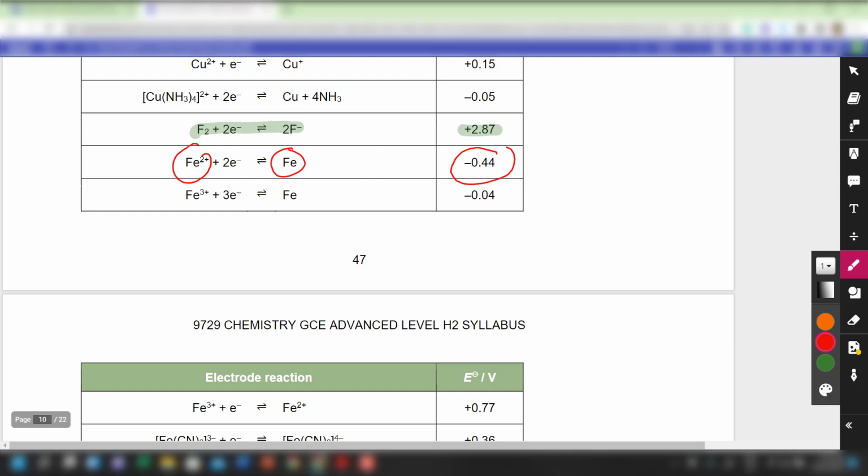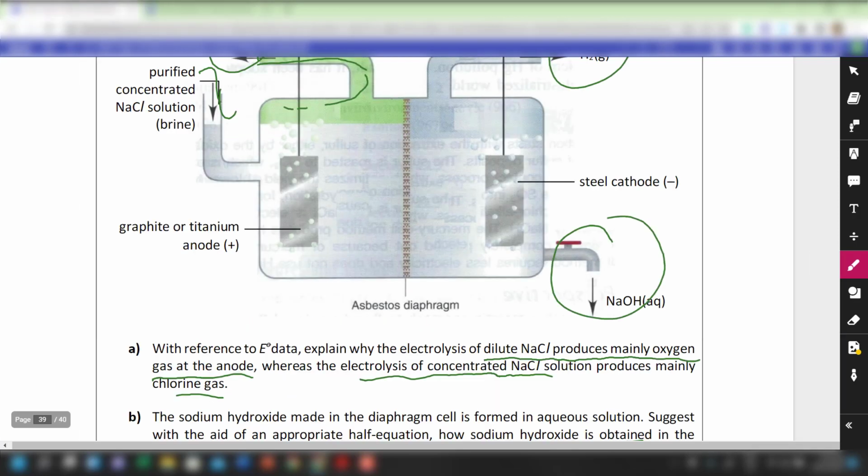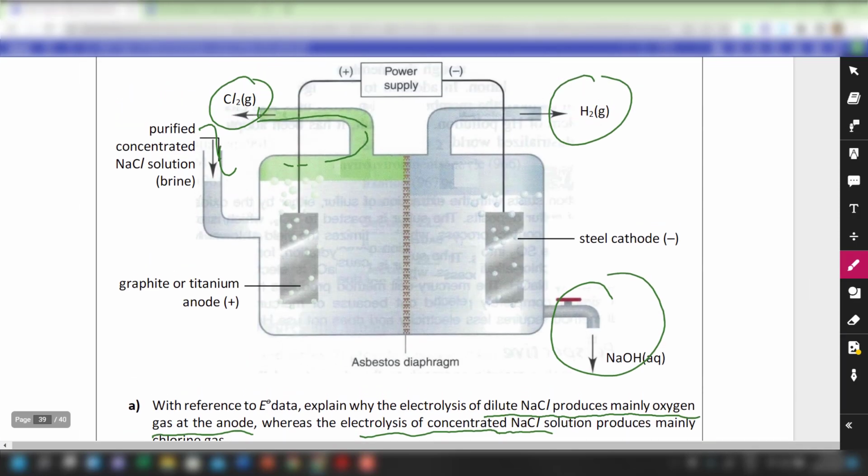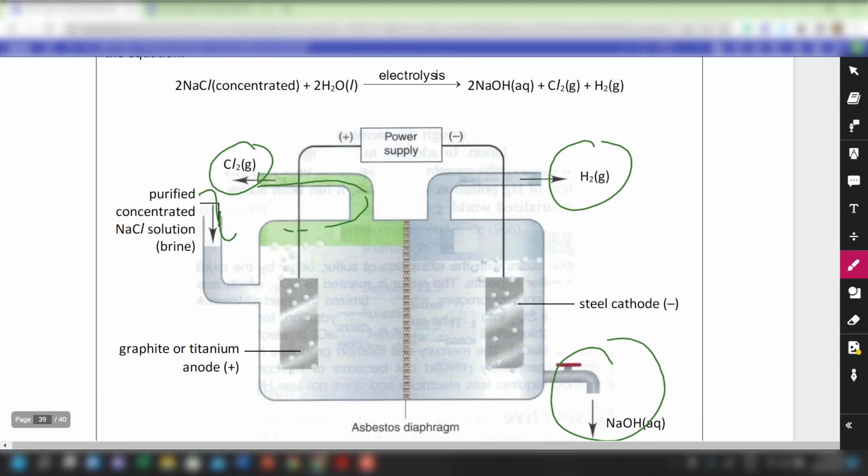And of course, we can answer the question from another angle as well. The chlorine gas produced will also corrode the steel because it can react with iron to give us iron 2. So therefore, we should never use steel as the anode in the electrolysis of brine.